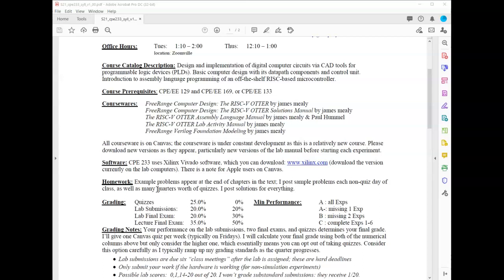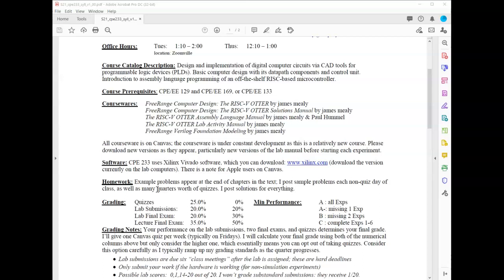Now the idea here is there's a note somewhere on Canvas for Apple users. Other than that, you need to go to xilinx.com and grab the latest version, and it should be the Webpack version. And I would get the oldest version you can. I'm still actually running 2018 at home, and it works fine.